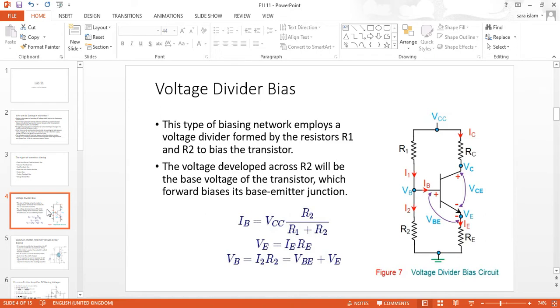So let's go toward the voltage divider biasing, because that is the biasing which we would be using in this lab, right? So in voltage divider there are two sets of resistors used, and an RC and an RE, and your base voltage is actually equivalent to VCC times, it's across R2, so R2 divided by R1 plus R2, it's VB, right?